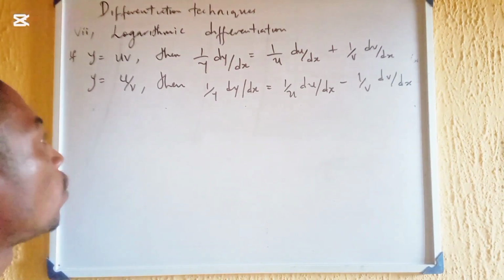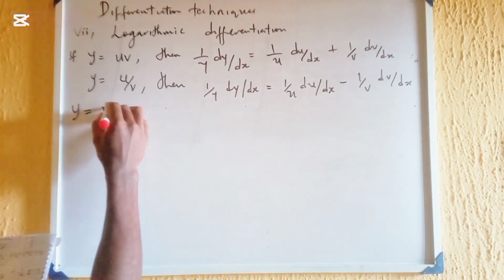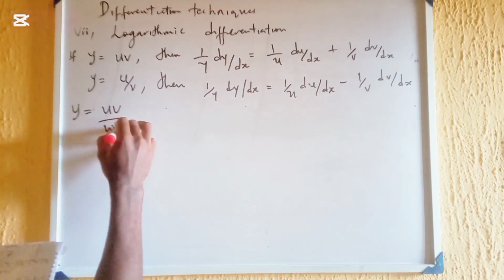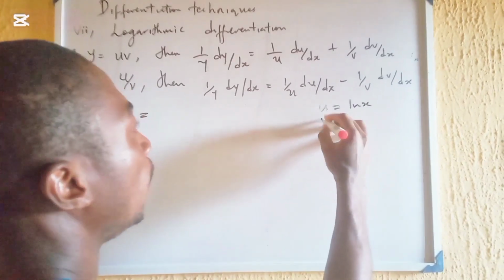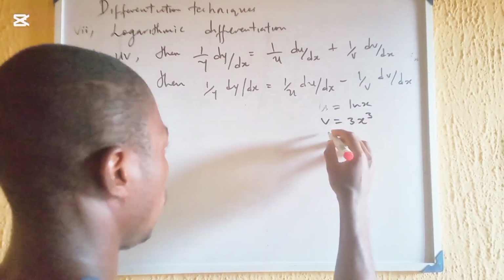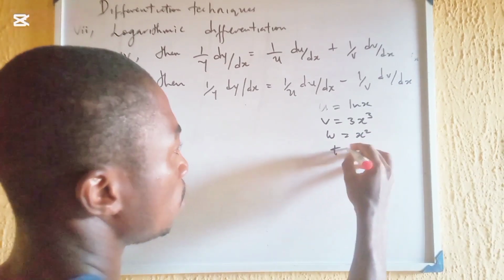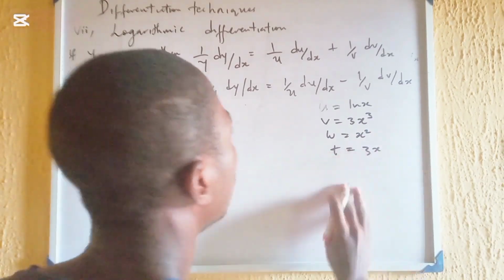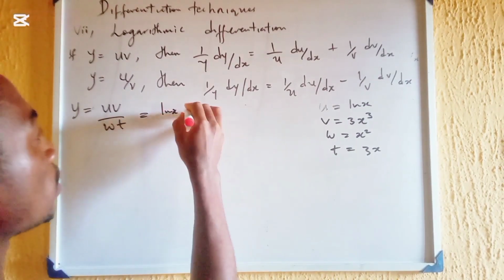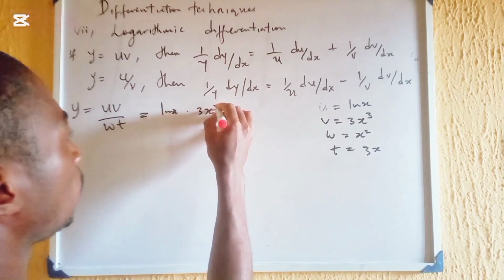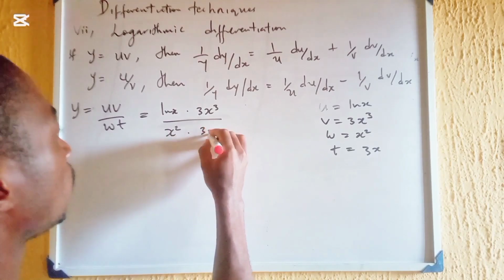I want us to try one example. Now let's say we have y equal to uv over wt. Then our u is equal to ln x and v equal to 3x to the power 3, w equal to x squared, then t equal to 3x. So this implies that we're having ln x into 3x to the power 3, then divided by x squared into 3x.